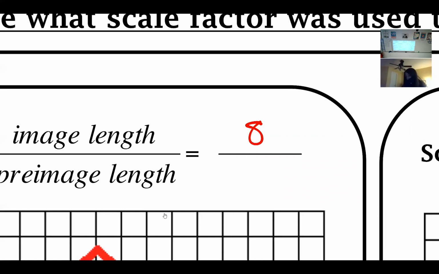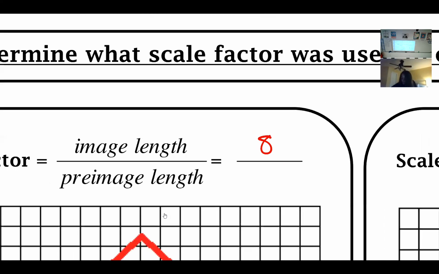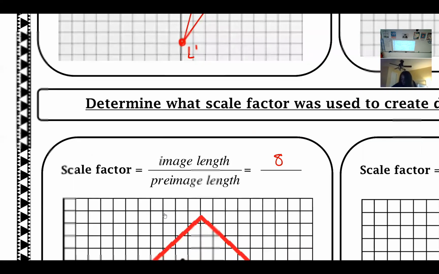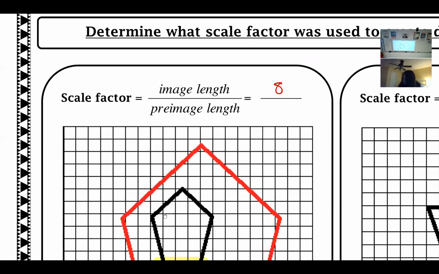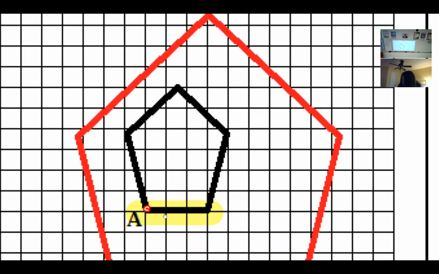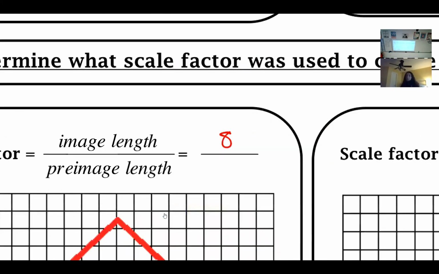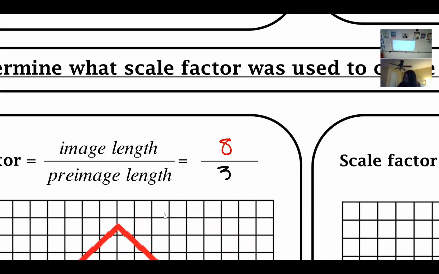Okay, so we've got 8 for our image, and our pre-image is, can we agree on this one? If we start right here, 1, 2, 3. So we get 3. So what's our scale factor? R equals what? 8/3.